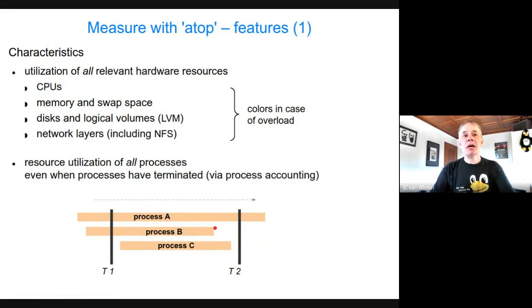And also, if we look at process C, which started after timestamp 1 and ended before timestamp 2, and let's say that it used up 80% of CPU power in that in-between time, process C will not be reported by Top, but it will be reported by Atop, again, thanks to process accounting.